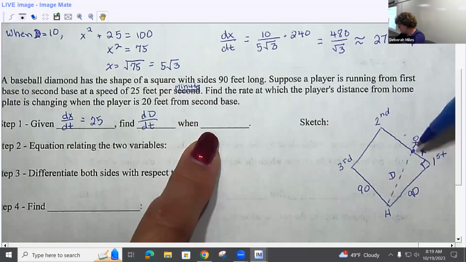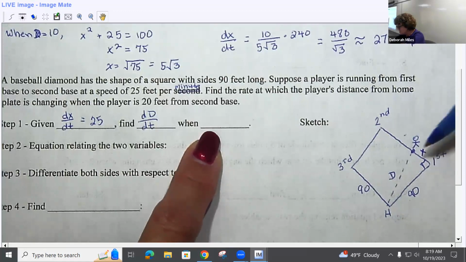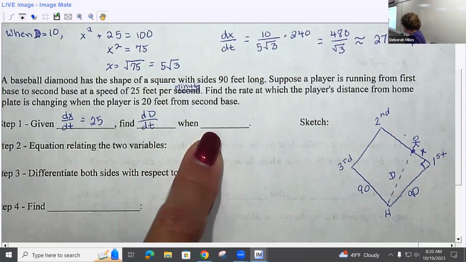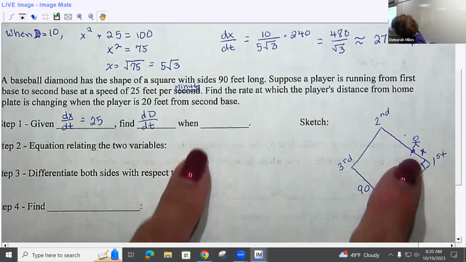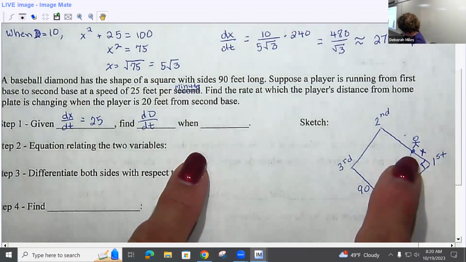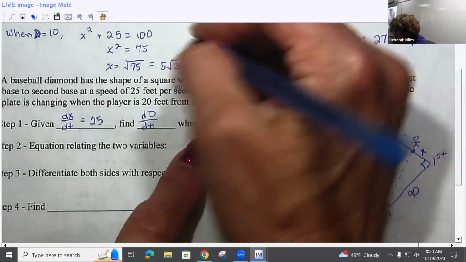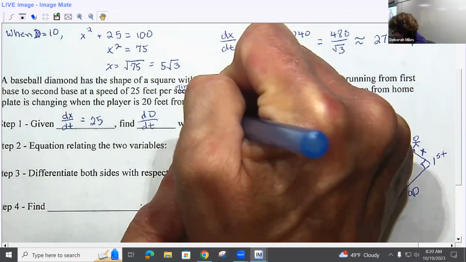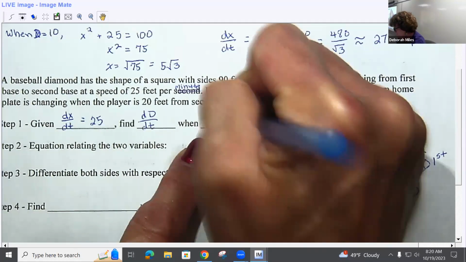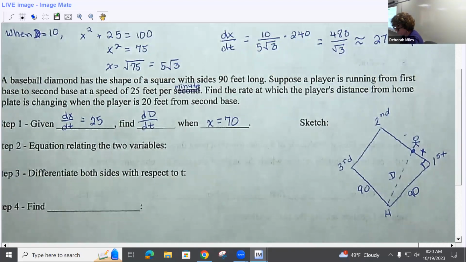And what we decided was to let x represent the distance from first base. So if the distance from second base is 20, what's his distance from first base? 70. Read that carefully. That's why you have to label your pictures. If you call this x, what I've labeled x, then that's not the 20, that's the 70. Read carefully. That was the hard part.